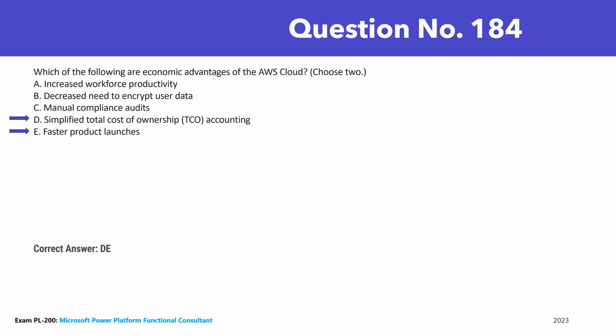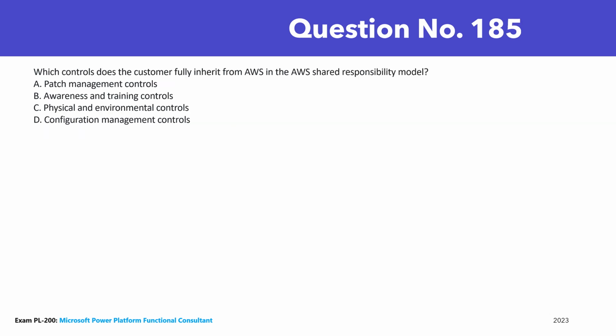Which controls does the customer fully inherit from AWS in the AWS shared responsibility model? A. Patch management controls. B. Awareness and training controls. C. Physical and environmental controls. D. Configuration management controls. Correct answer, A.